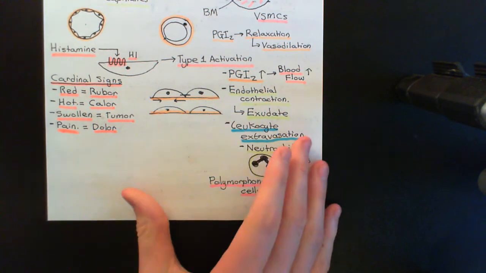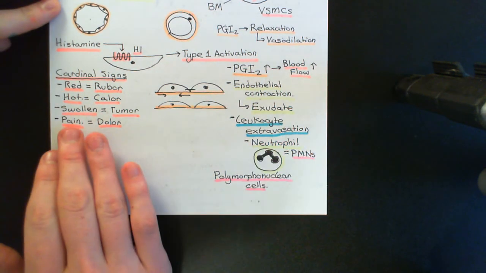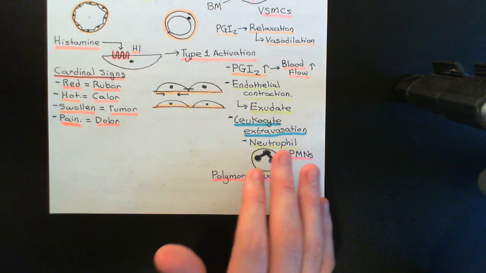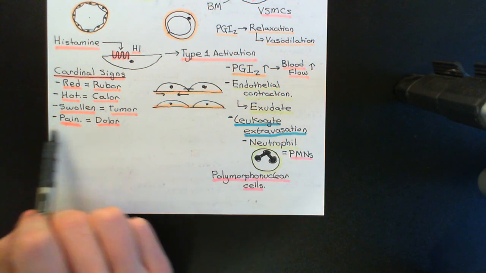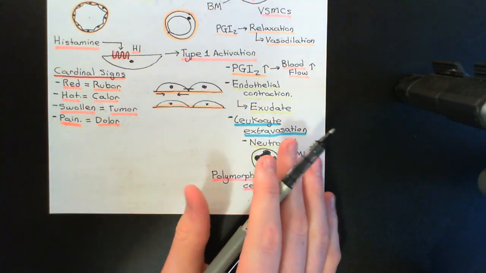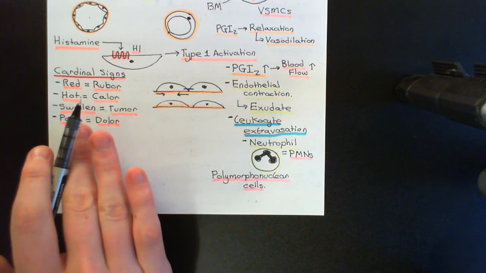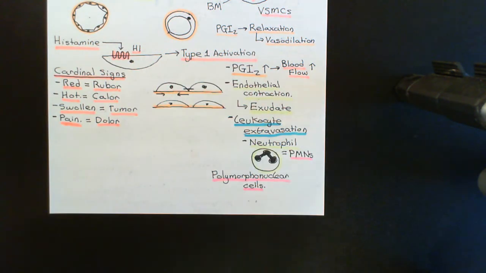Okay, some people also add a fifth cardinal sign of inflammation onto here, which is loss of function, but to be honest, these are the main 4 cardinal signs of inflammation, and loss of function comes along with pain. Okay, so we can already understand the cardinal signs of inflammation then just by looking at what histamine does by causing type 1 activation of endothelial cells.